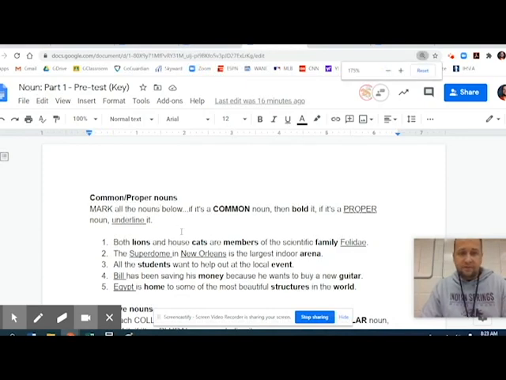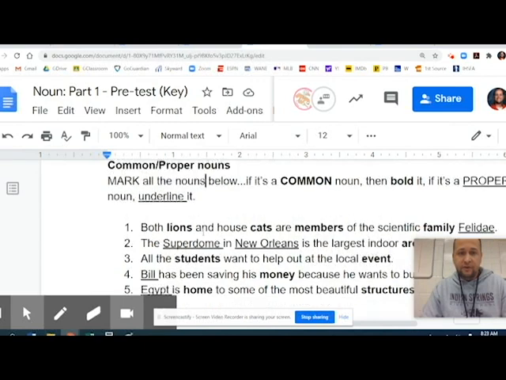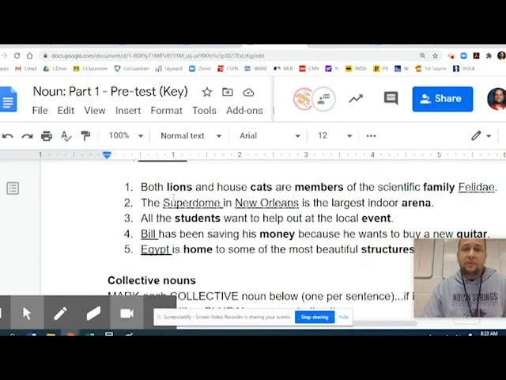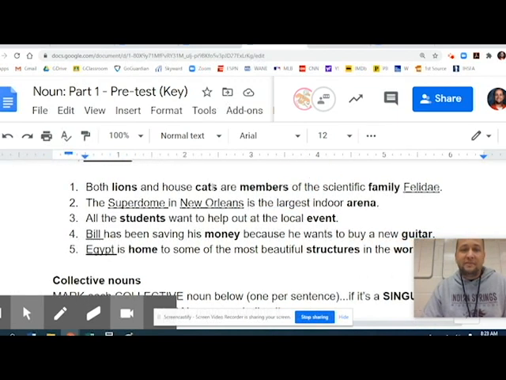Let me see if I can make this a little bit larger for your screens here. Number one, lions, cats, members, family. Those are all basic, common, lowercase. All proper nouns are going to be capitalized. That doesn't mean every word that you see capitalized is one, because at the beginning of a sentence it might not be. You know what I mean? But they are very specific nouns. There's one unique aspect of them.